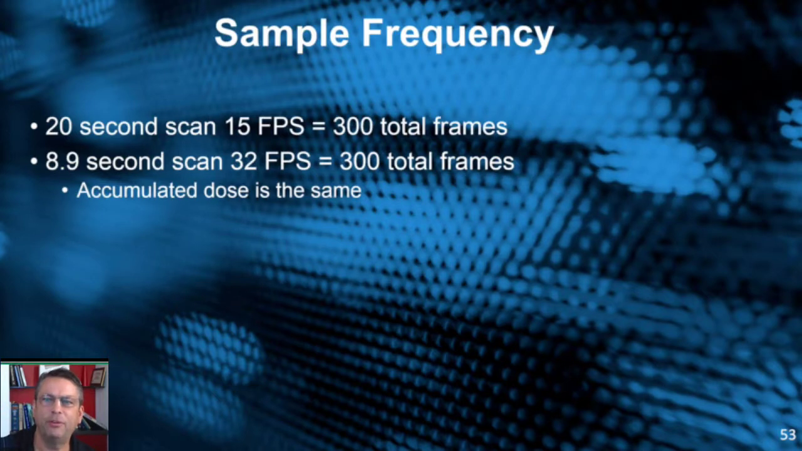And the frequency of how these machines are taking the images can also vary. So a 20-second scan at 15 frames per second equals 300 total frames. But another scanner that has a faster capture rate might do 32 frames per second, an 8.9 second scan, still 300 total frames. The accumulated dose is the same, but the frames are captured at a different rate. So we're actually able to get the same data with less time. But that's sample frequency. How frequently do the images get captured? That's all with good signal.